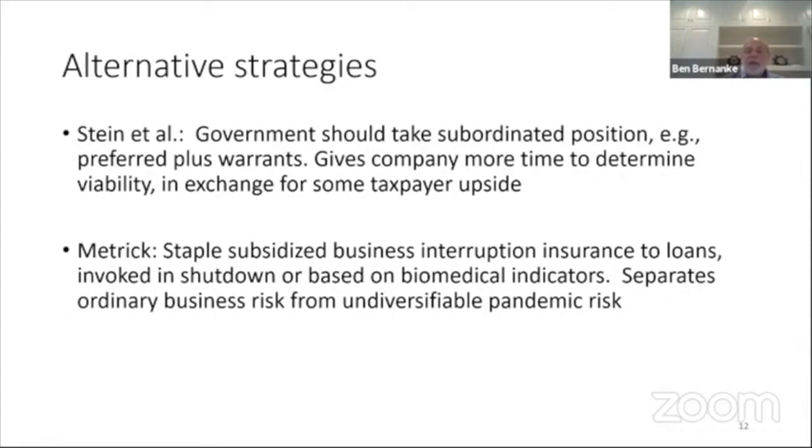or if biomedical indicators suggest that there's a second wave, then the government would pay the interest and principal on the loan. Otherwise, you would have normal lending relationships. And the benefit of that is it separates ordinary business risk from this undiversifiable pandemic risk. It may be a very efficient way to get firms through this period. Next slide.